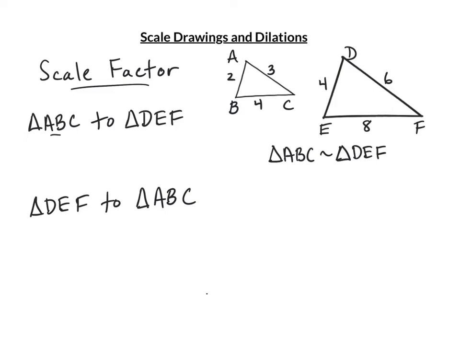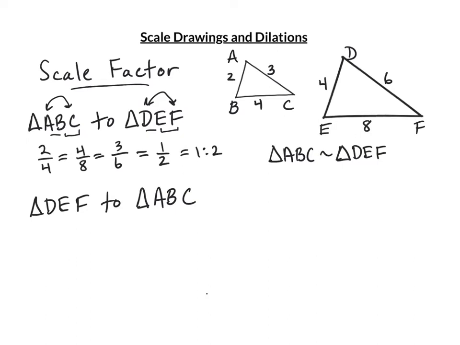And I can see that AB corresponds to DE. That would be 2 to 4. I can see that BC corresponds with EF, and that would be 4 to 8. I can also see that these outside two, AC and DF, correspond. AC is 3 and DF is 6. Notice that all these are 1/2. The scale factor then is 1/2. I could also write that as 1 to 2 with a colon.